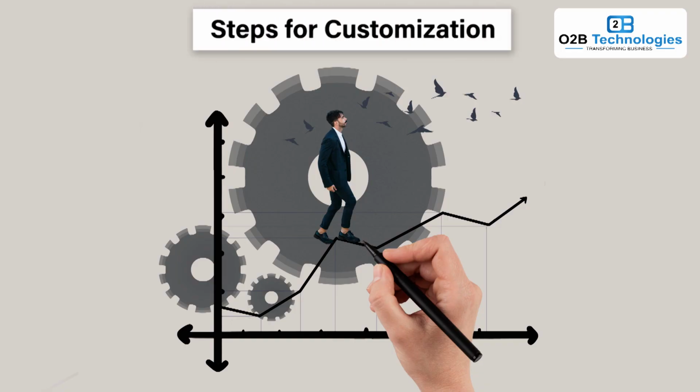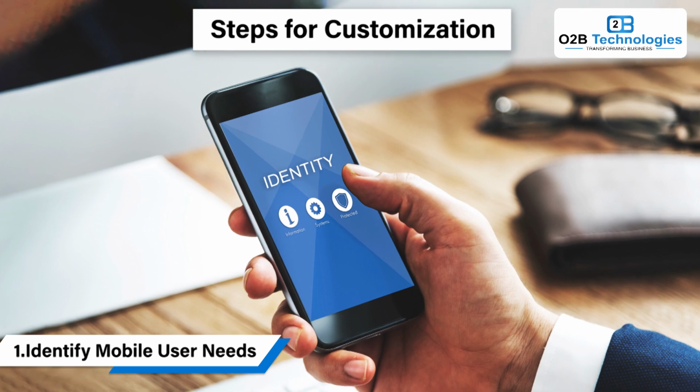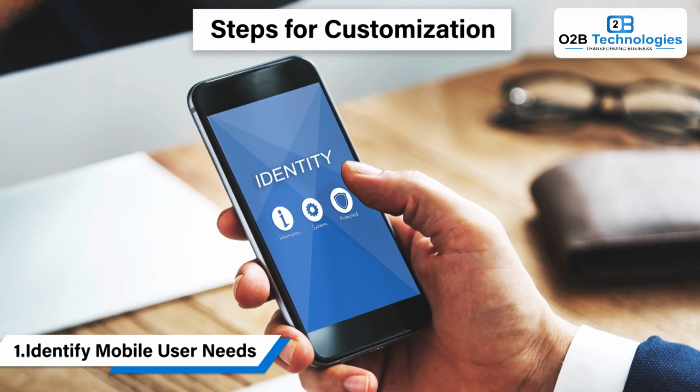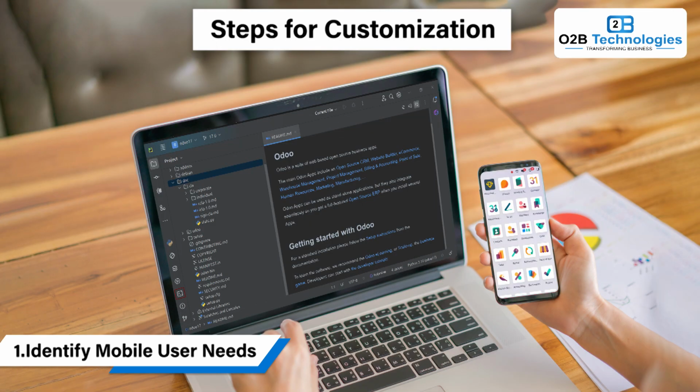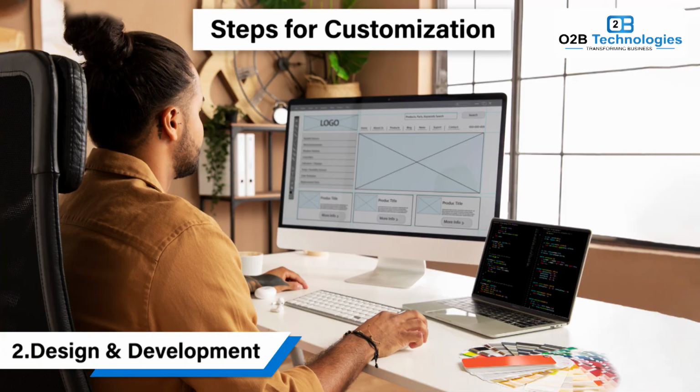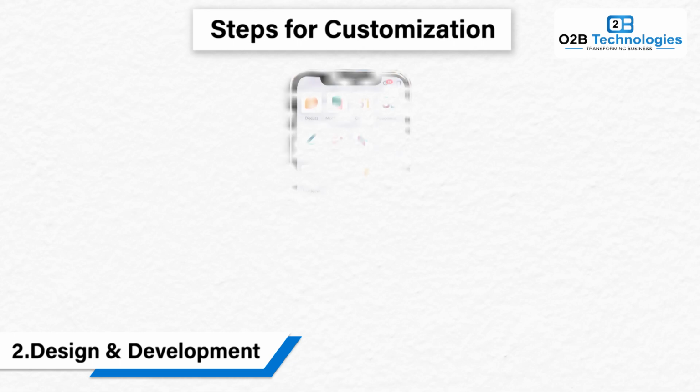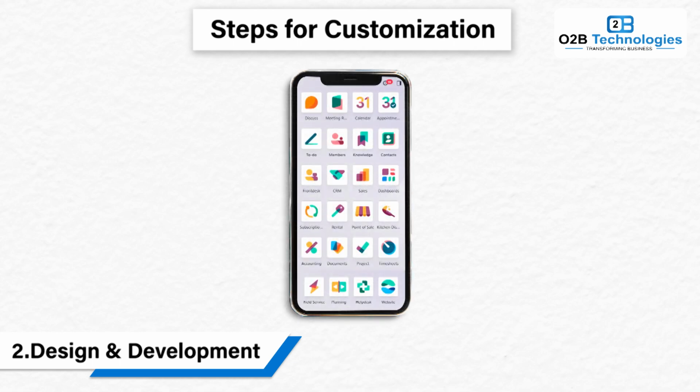Steps for customization. Step first, identify mobile user needs. Understand the specific requirements of mobile users within your Odoo environment. Step second, design and development. Design the mobile app interface and develop necessary modules or customizations.